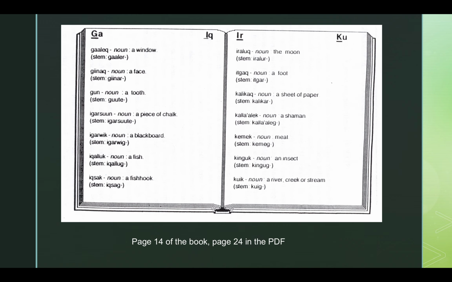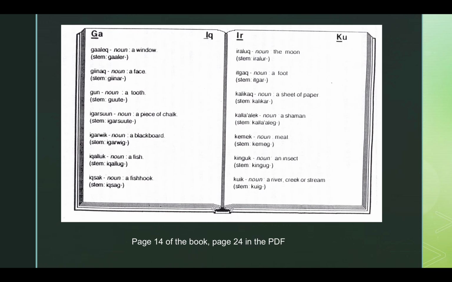So to get started, we look at their example dictionary entry. This is not what our dictionary looks like. Our dictionary has the Alutiiq word and the English word. It doesn't tell you if it's a noun, and it doesn't tell you the stem, which is why we have to find the stem.